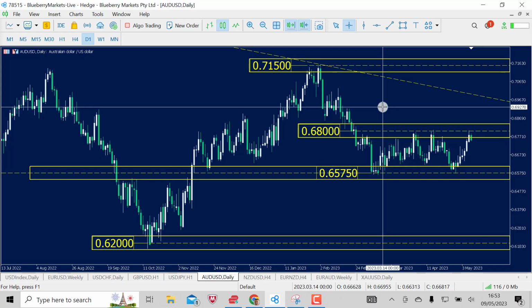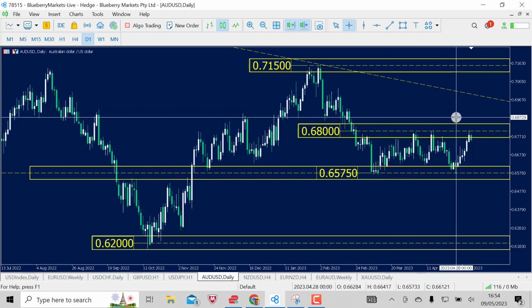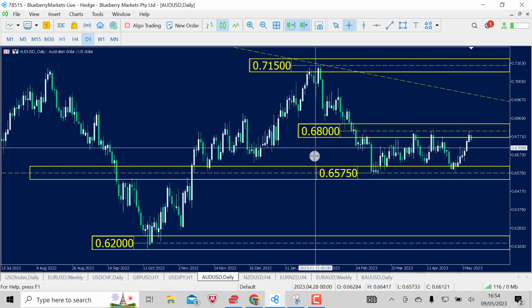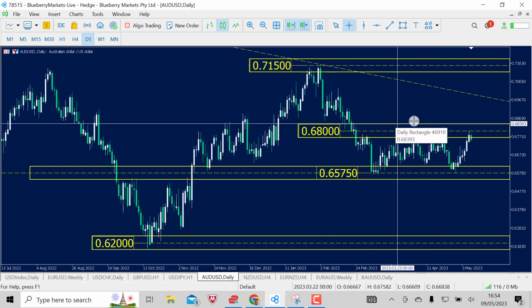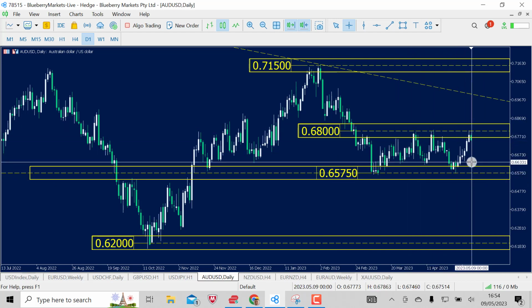In this video, we are going to discuss Aussie US dollar as prices come up into our key level of resistance, the 0.68 handle. And you can see that price has been trading within this range for some time. Now, we did some analysis recently where we talked about the seasonality of the Australian dollar and that usually through the month of May the Aussie can be significantly weaker.